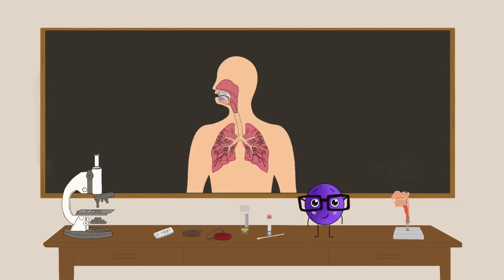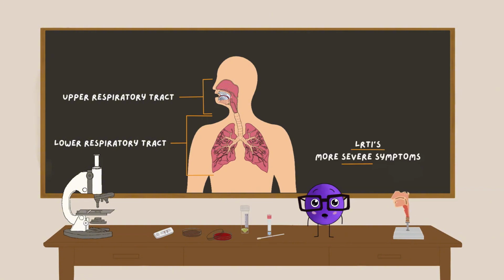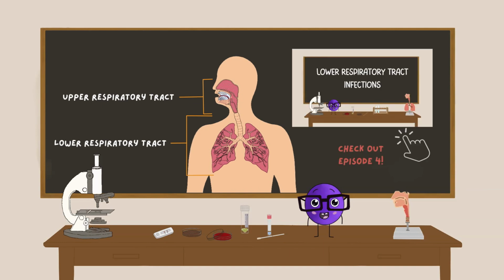Quick comparison time. Remember our deep dive into lower respiratory tract infections in episode 4? While upper respiratory tract infections affect the upper parts of the respiratory system, lower respiratory tract infections hit the lower parts. Lower respiratory tract infections, like pneumonia and bronchitis, often result in more severe symptoms such as chest pain and difficulty breathing, while upper respiratory tract infections cause symptoms more related to nasal congestion and throat irritation. If you missed that episode, be sure to check it out to see how these two types of infections compare.